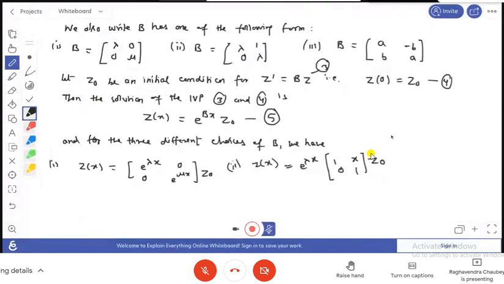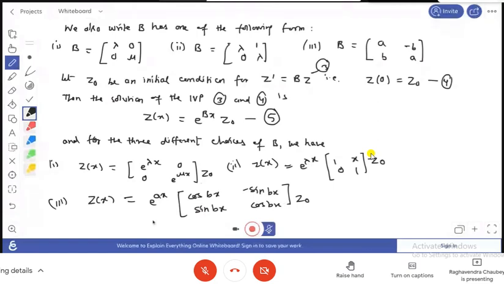And for the third case, what is the solution? Zx equals, for this case we have also calculated the value of the exponential of bx, and in that case this is e to the power of the real part, that is ax, and here cos bx minus sin bx, here sin bx cos bx, and this is Z0. So these are 3 different solutions if our B is the matrix in this standard form. Okay, so these are your solutions. With the above representation of Z, we can draw the phase portrait.